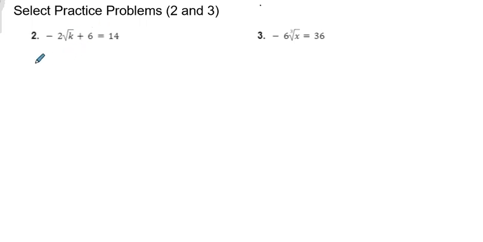Okay, so that being said, let's get going. Here we've got -2 times the square root of k. I like to rewrite these down so I can put up my fence. So let's put up the fence. First step, we're going to get rid of the 6.